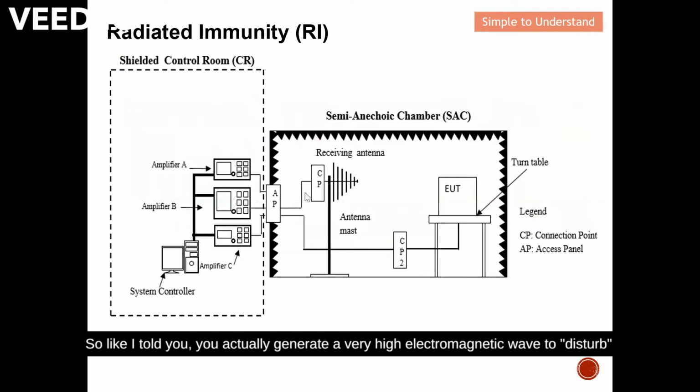Like I told you, you generate a very high electromagnetic wave to disturb your DUT, and from the camera, you observe whether the device passed the test or not. If the device is found to operate in a satisfactory manner, this means that it is compliant with the radiated immunity test. With this, I'd like to end my discussion.